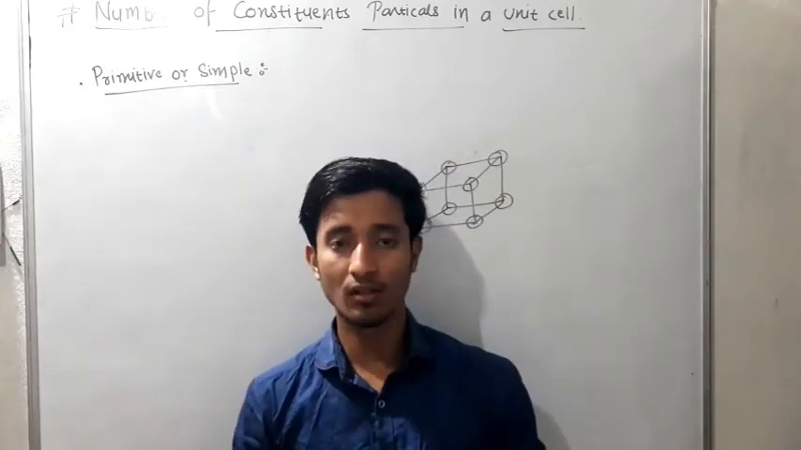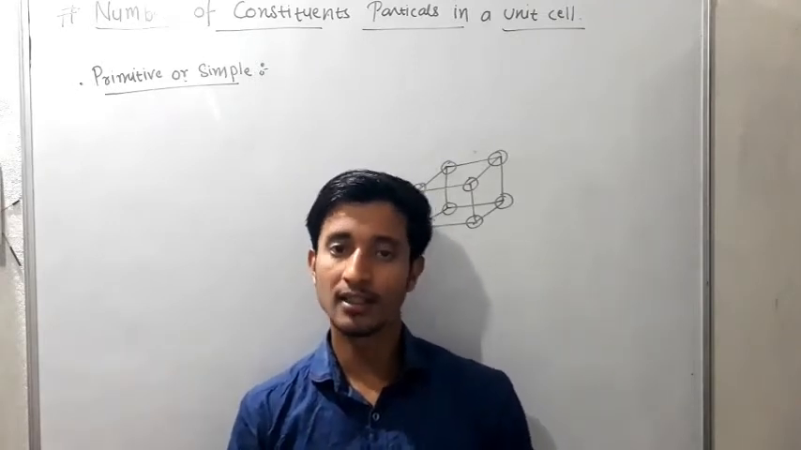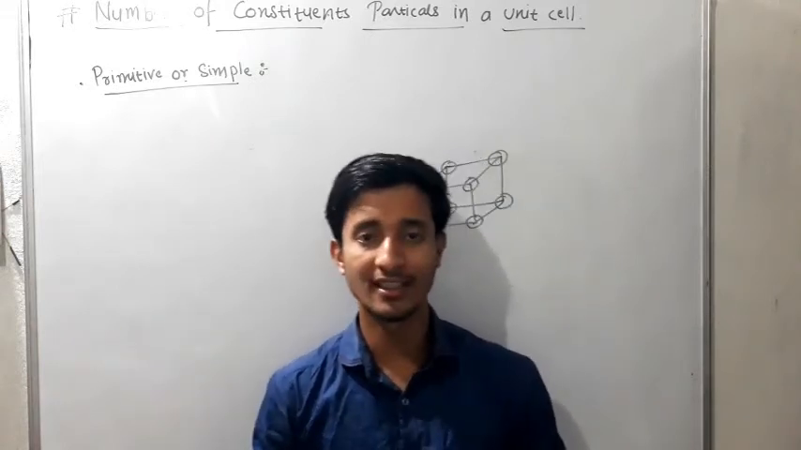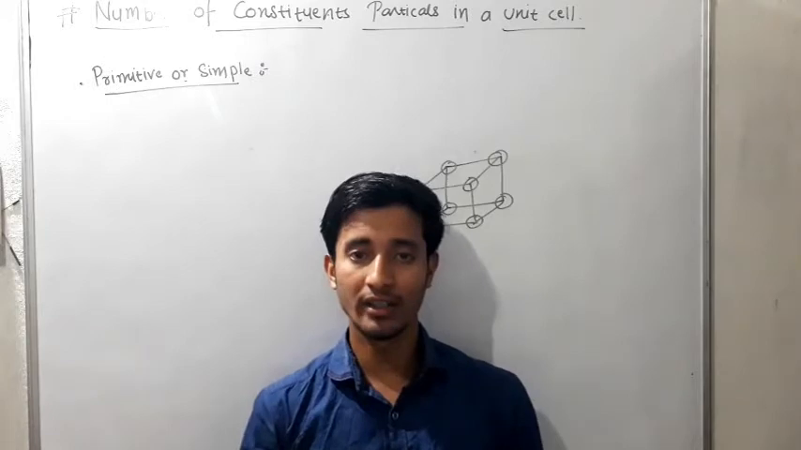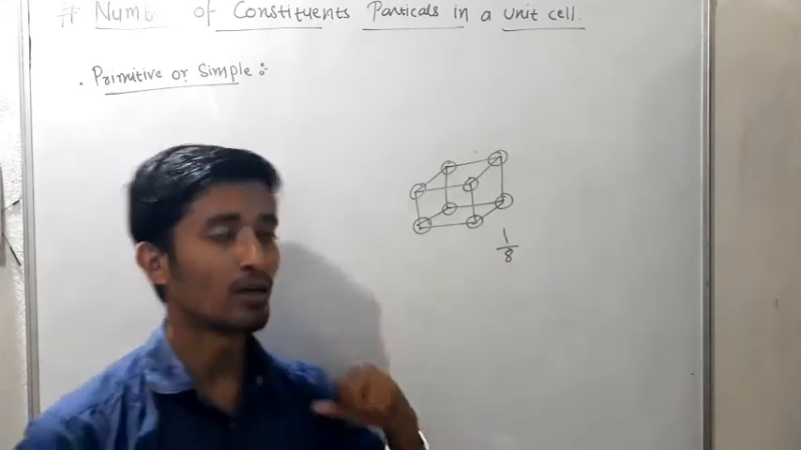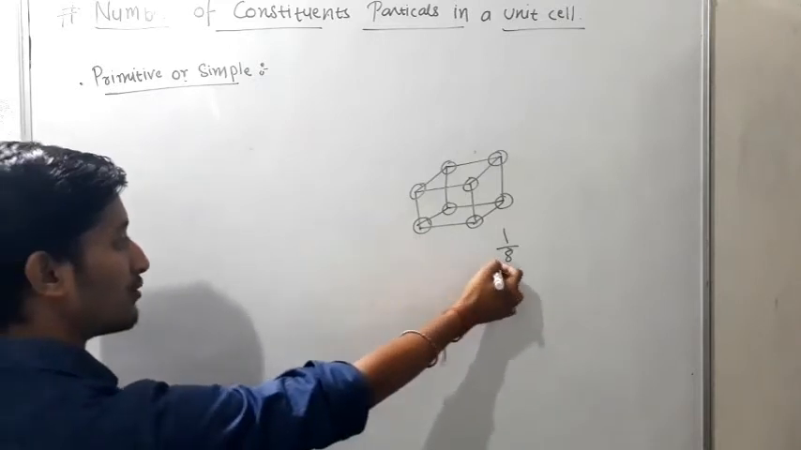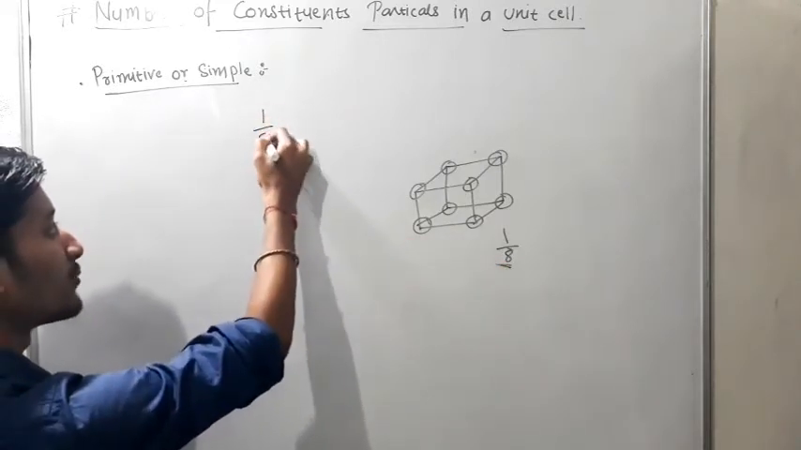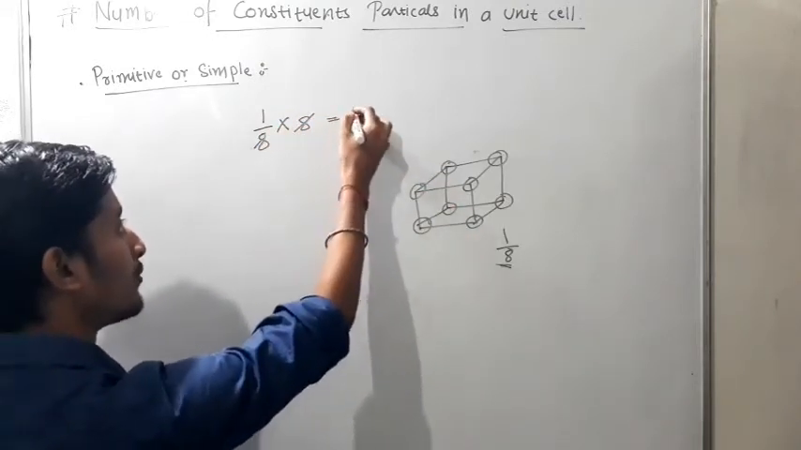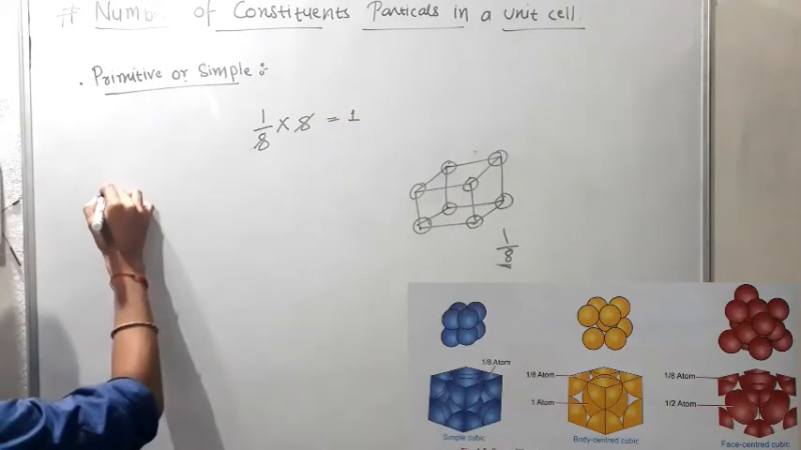The atom present in a corner is equally shared by 8 adjacent unit cells, 4 in the same level and 4 in the upper or lower level of a unit cell. Therefore, a particular unit cell has only 1/8 part of an atom. So let's see. Contribution per atom is 1/8 and number of particles is 8. Therefore, the number of particles in primitive or simple unit cell is 1. Let's see the next.